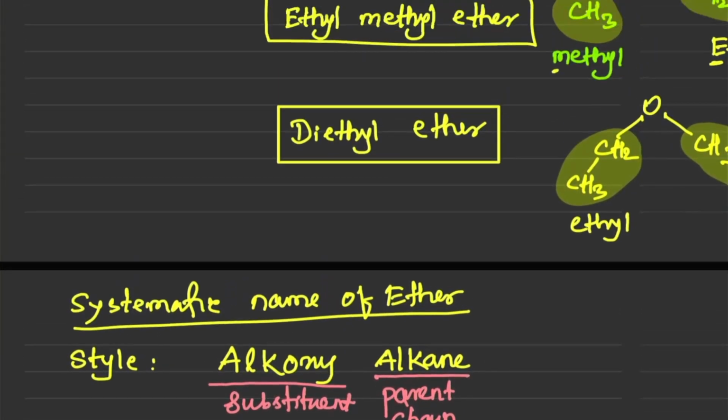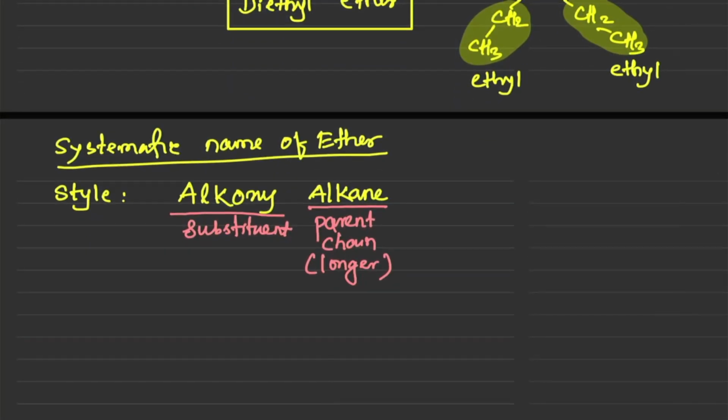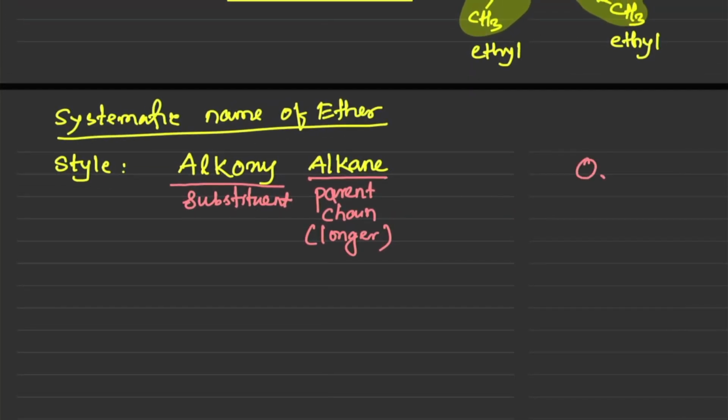So let's try to do this one here. This one would make sense. So what is the name? This one we had ethyl methyl ether, right? So I will draw the same thing. Okay, I will draw this side, CH2, CH3, and CH3. Okay, so which side is longer?